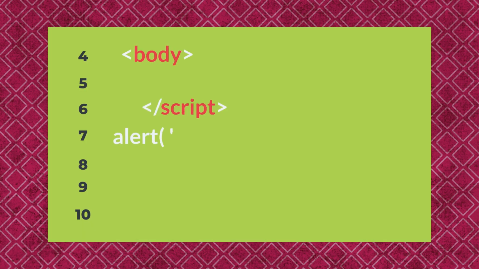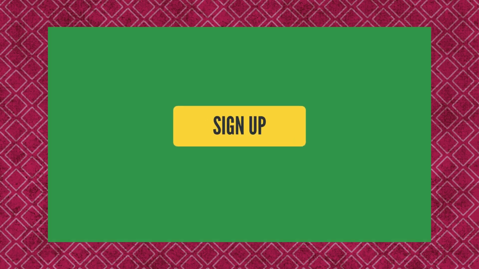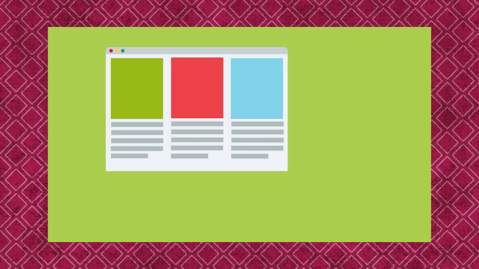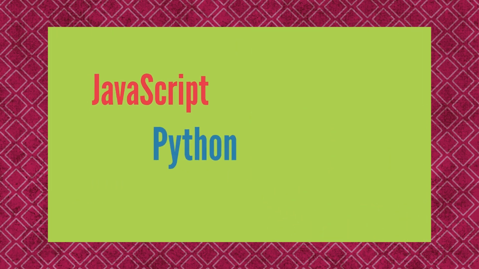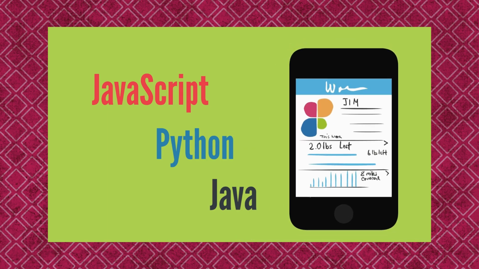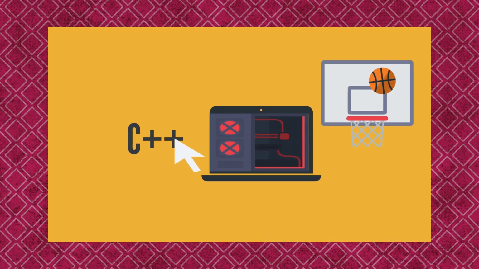A programming language is made up of specific terms and directions that are used to create some type of output, such as websites, apps, and other software. Languages like JavaScript, Python, and Java are often used by websites for a variety of purposes. C++ is used just about everywhere to make things like desktop apps, games, and more.